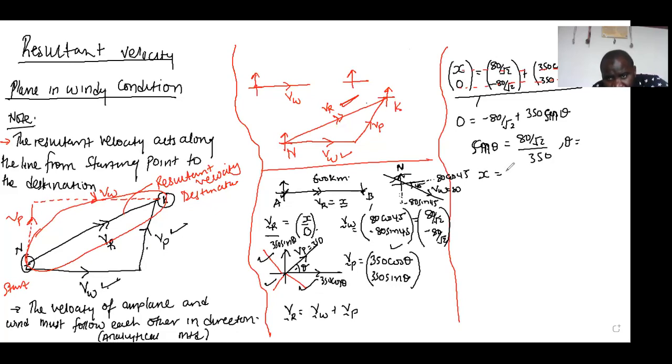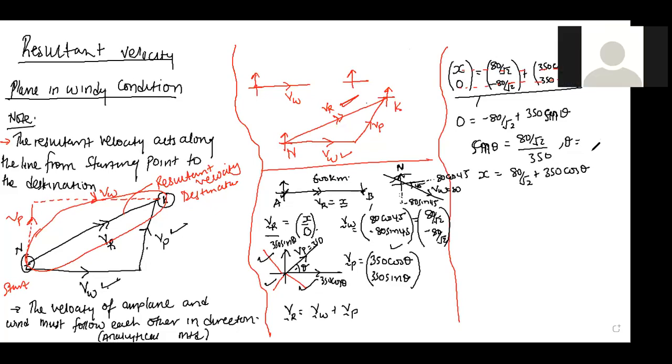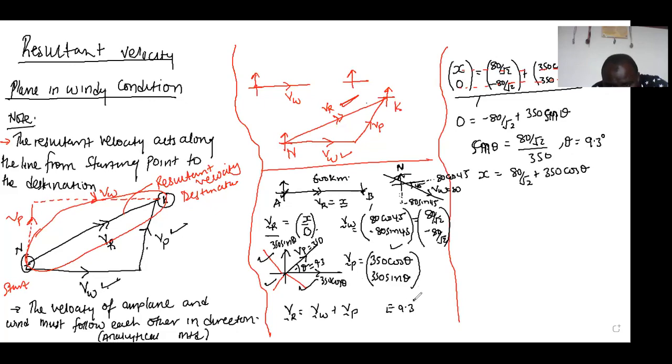x is equal to 80 over root 2 plus 350 cos of theta. What theta have we got? 9.3, which is the same angle. And of course, this 9.3 was here, which is the same as east. 9.3 degrees going where? North. Remember, you have to state the compass. We don't just leave it as that. Now, cos of 9.3 times 350 plus 80 over root 2.